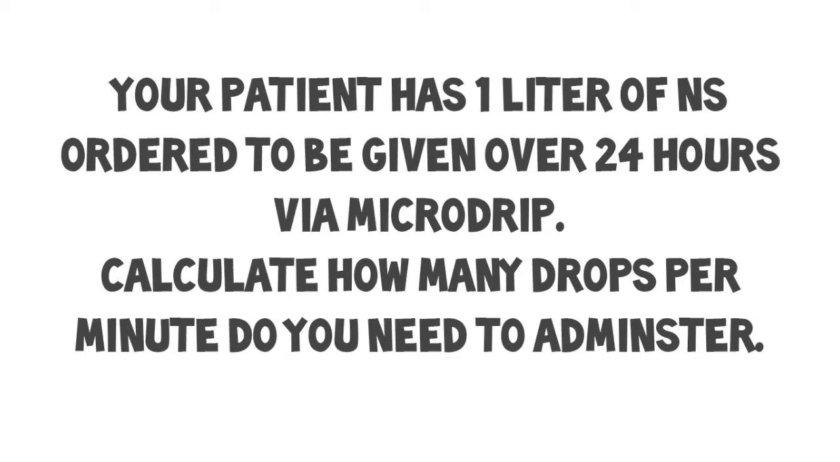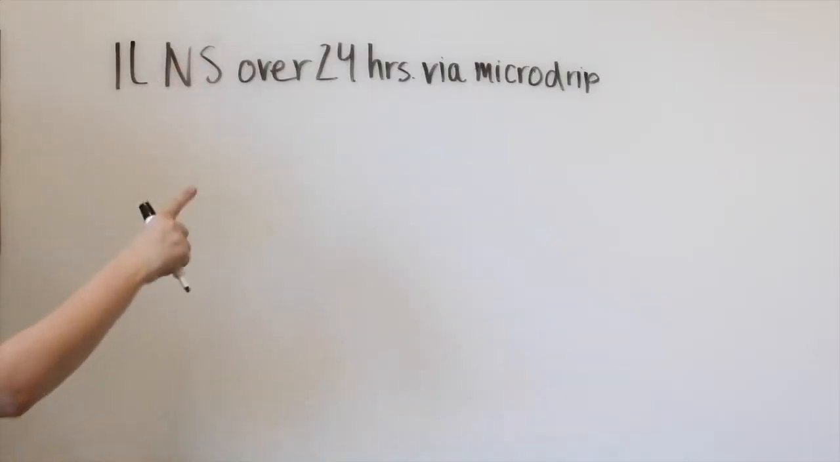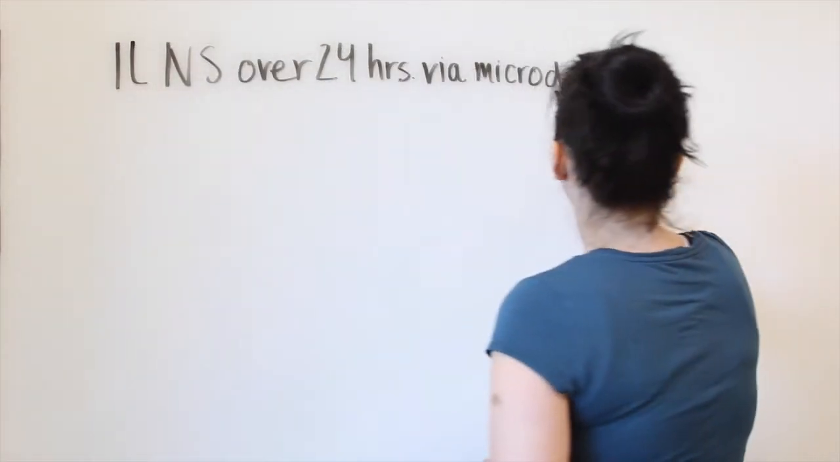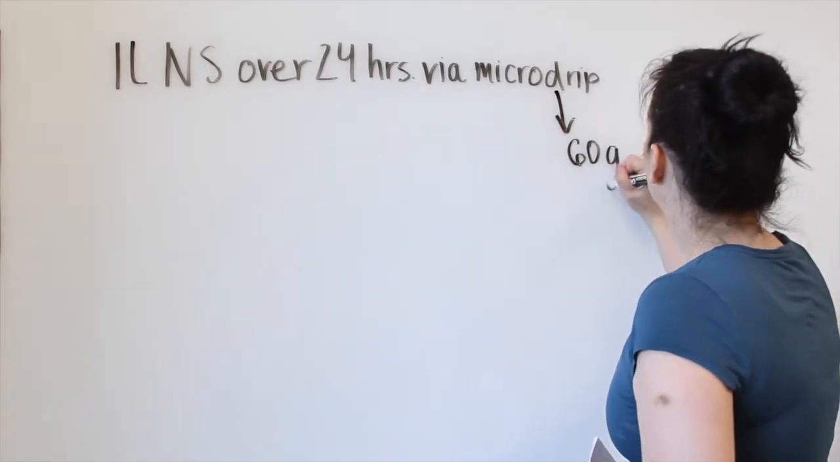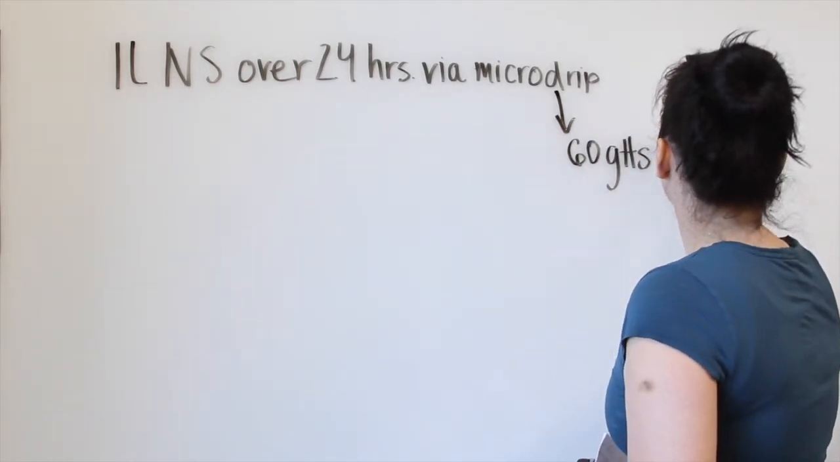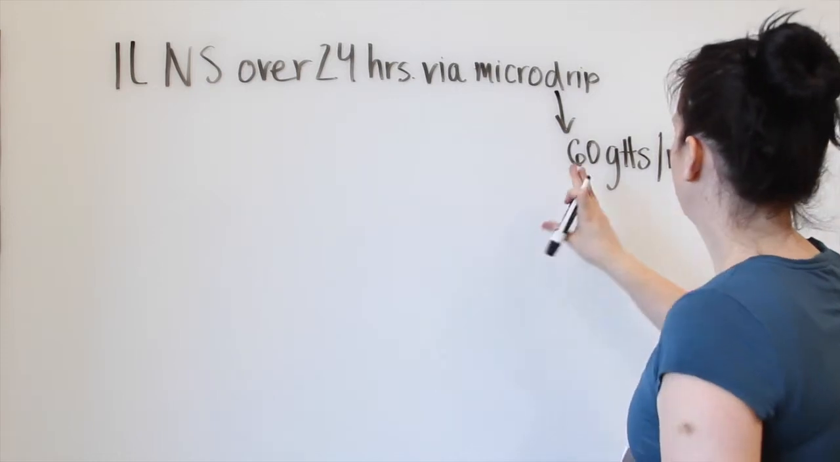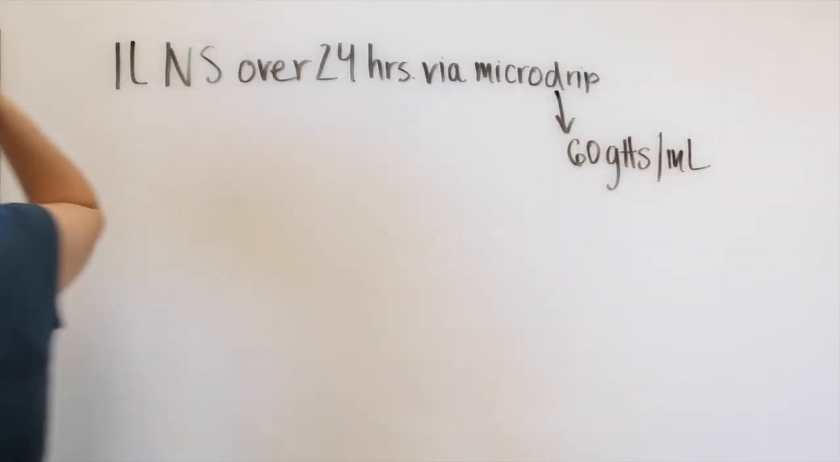So we're going to do another one that's a little bit different. Okay, this one we're going to calculate the number of drops per minute as well, but we have a completely different setup going here. This patient is just getting 1 liter of normal saline over 24 hours via micro drip. And if you'll remember, the micro drip has a drip factor of 60 drops per milliliter.